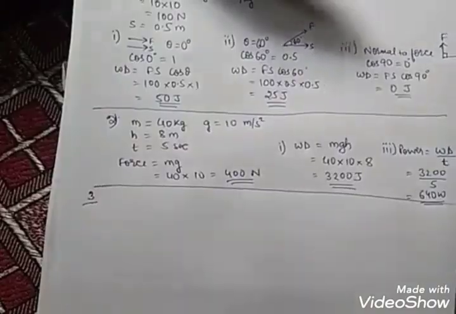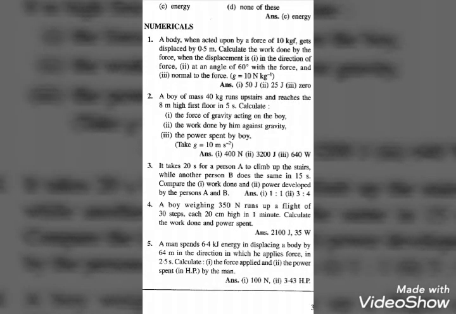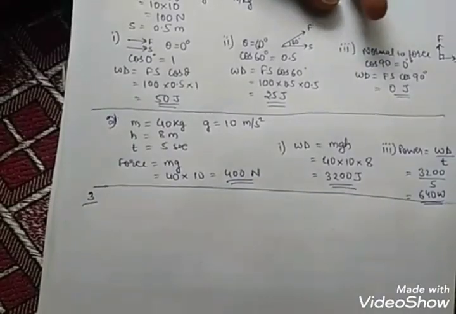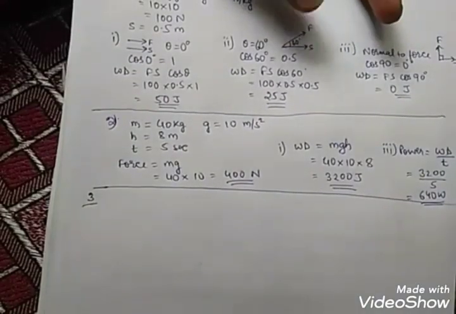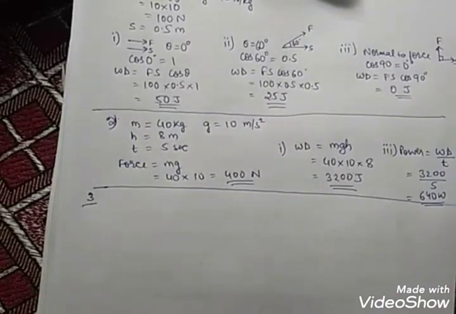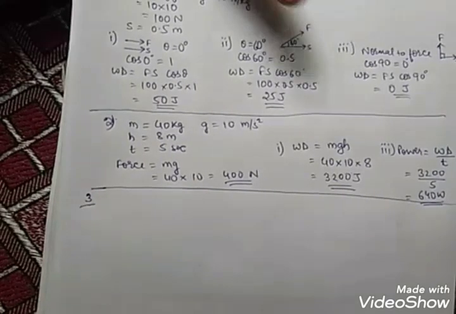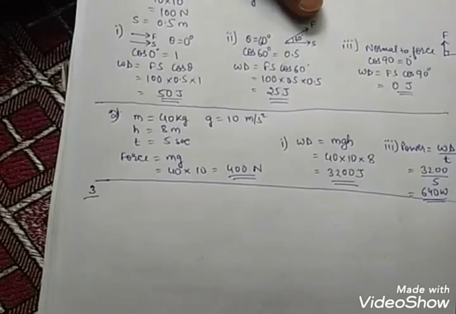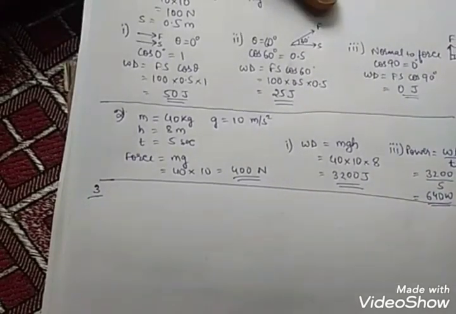Question number 3. It takes 20 seconds for a person A to climb the upstairs, while another person B does the same in 15 seconds. Compare the work done and the power developed by the person A and B. We have to compare. Comparing means dividing one by the other. So you will get the answer.